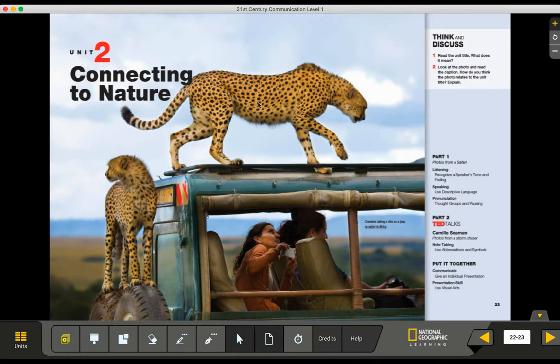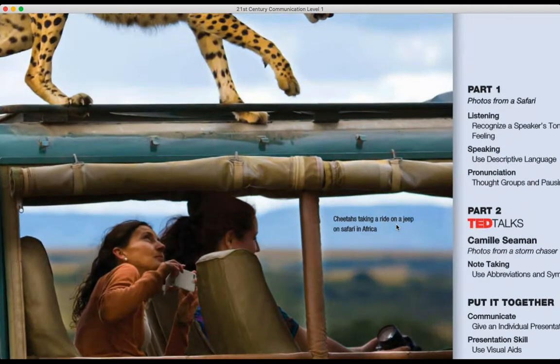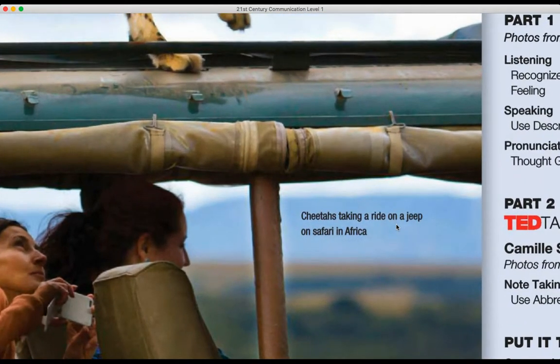The photo shows cheetahs. It also shows a jeep, people riding in the jeep, and I see in the background mountains and fields. I also see a cloudy sky. The caption says, cheetahs taking a ride on a jeep on safari in Africa.